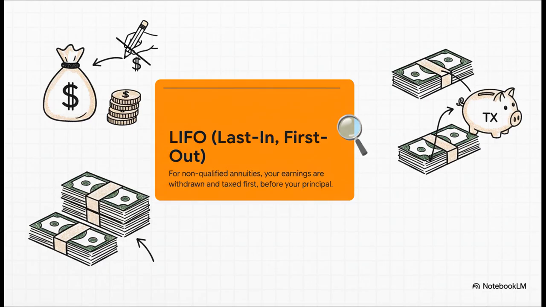It stands for last in, first out. When it comes to non-qualified annuities, it just means one thing. Your earnings always come out first. Why? Well, because the IRS wants to tax your gains as quickly as possible. So when you make a withdrawal, the very first dollars to come out are considered your taxable earnings. Only after all those gains are gone do you finally tap into your original tax-free principal.